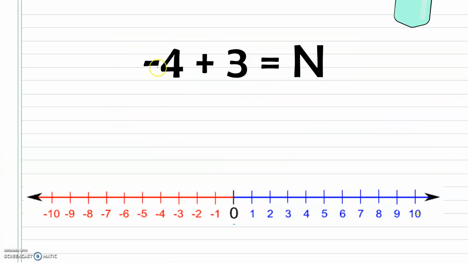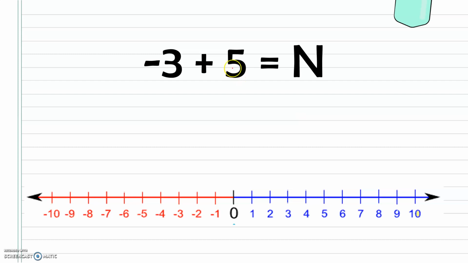Say for example, we are to add -4 and +3. Using the number line, first we will locate the first addend, which is -4. So -4 is here on the number line. Then we will be adding a +3. Since the second addend is a positive number, then we will jump to the right on the number line. And that will be 3 units to the right. So if we count 1, 2, 3 units to the right, we'll end up at -1. Therefore, -4 plus 3 is equal to -1.